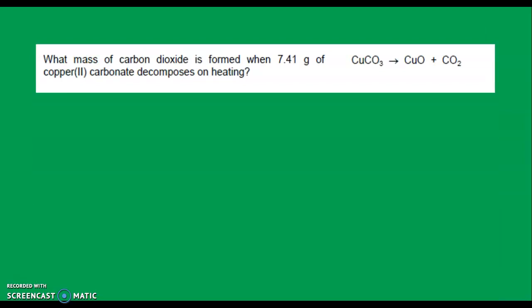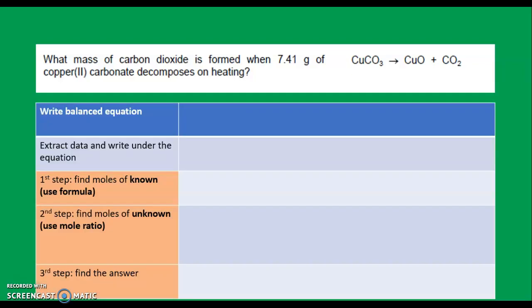Let's try another one. You could pause the video and give it a go. And if you still haven't followed, let's do it together. So you write down the balanced equation, CuCO3 forming CuO plus CO2. Extract the data, so 7.41 gram of copper carbonate. So we've got that. So what mass of carbon dioxide? Question mark.